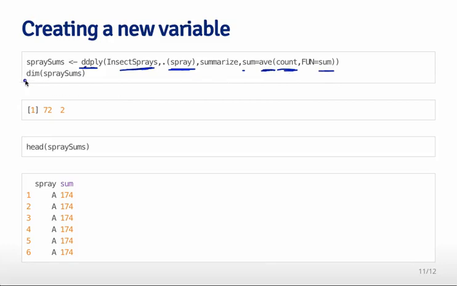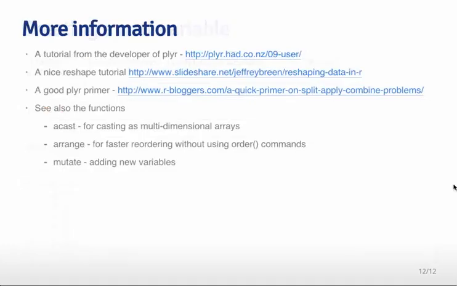And so what ends up happening is spray sums ends up being the same dimension as the original insect sprays data set. So for every time I see an A in the spray, I get the sum for all of the A values. In other words, instead of having a data set where you just see the sum for A once, you see the sum for A for every value of A in the data set. And so now this variable can be added to the data set and used to do different analyses.